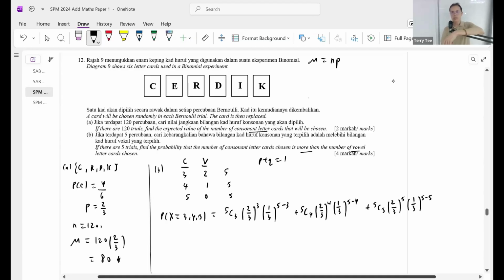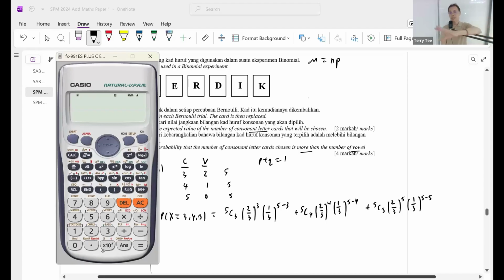Now all these you can type into your calculator manually, or you can use your calculator function. I know some are using the class quiz, right? The class quiz can also do that using the function, but I'm going to show you using this calculator.